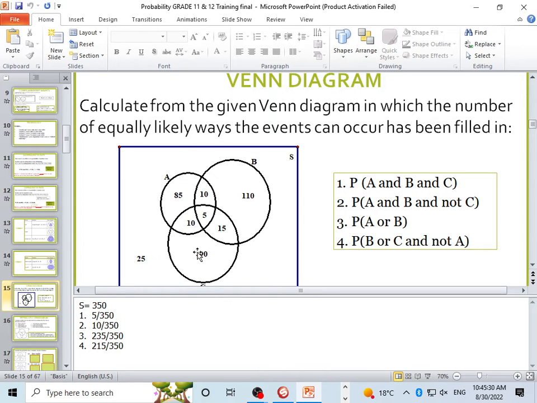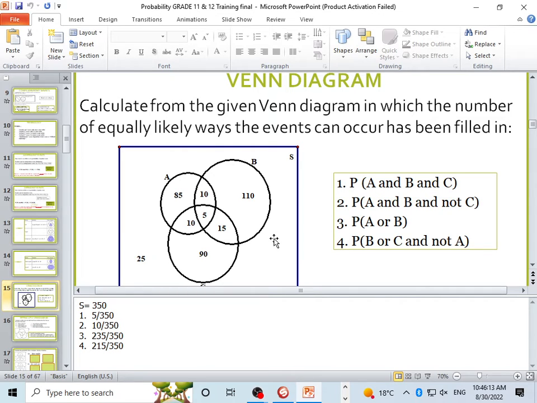What's the probability of getting A and B, but not C? A, B, not C. 10. Do you all understand why it's just 10? That's the only one that is A and B. This 5 includes C. This 10 includes C. This 15 includes C. That 110 does not include B. And this 85 does not include B. Okay, so we want A and B, but not C. Then it's 10. What's the probability of getting A or B?